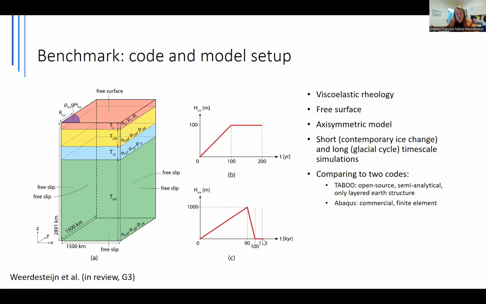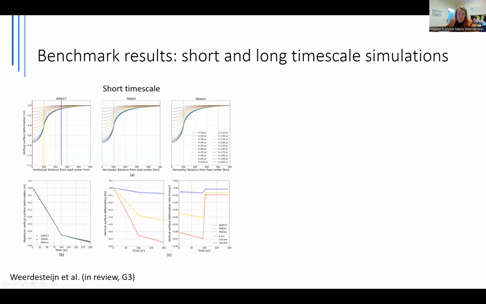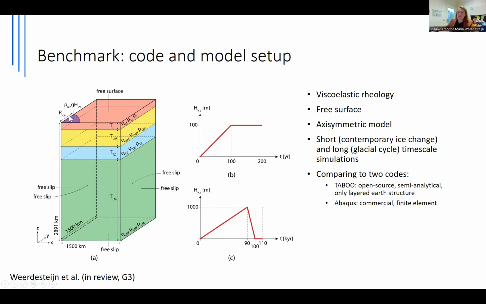And then we compare deformation with two other codes. Those are TABOO, which is open source. It's semi-analytical, so we can only model layered earth structures. So we cannot use that code in the presence of lateral viscosity variations. And then we also compare against a code in Abaqus, which is also finite element based, but it's commercial. So here we see some of the results of the short timescale simulation. The upper three plots here show the vertical surface deformation as a function of the distance from the load center. So here's the load center.